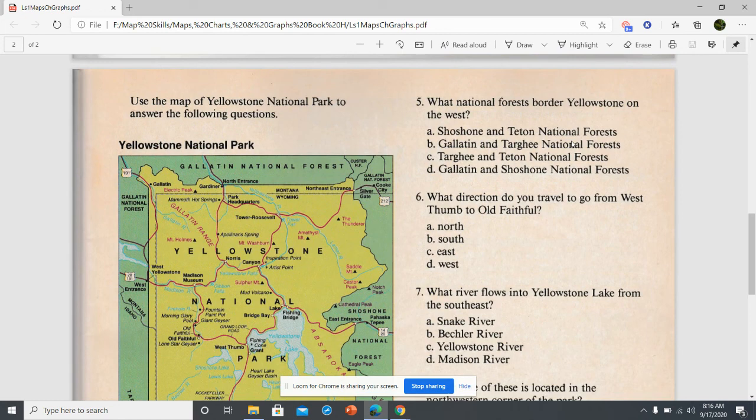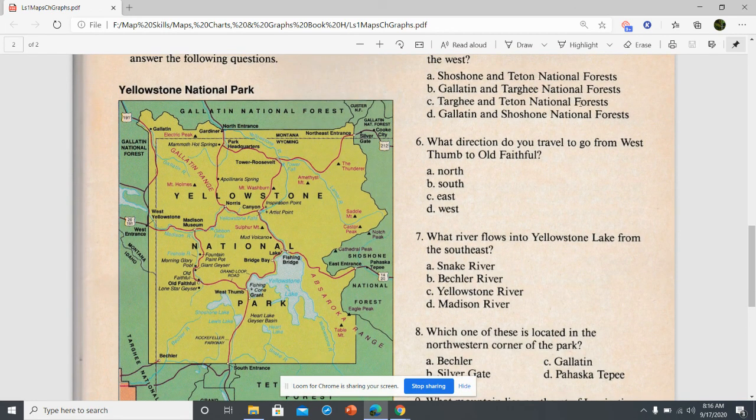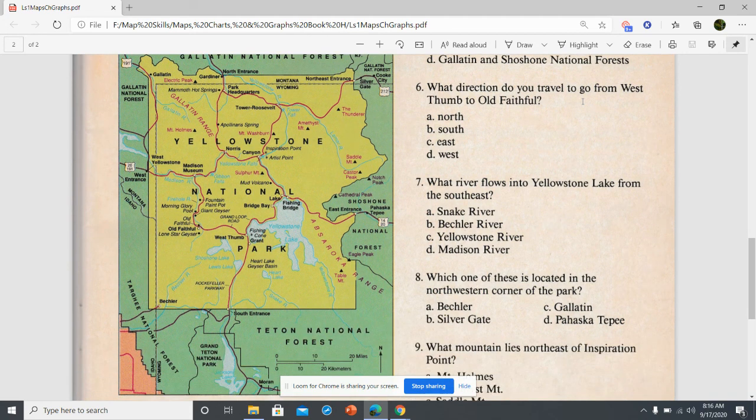Let's look at this map. It says, use the map of Yellowstone National Park to answer the following questions. What you're going to do is open this up and blow it up to where you can see it really well. If you need to look at specific areas on the map, you can do that while I'm reading the questions to you, and then answer the questions and pause it as we go.